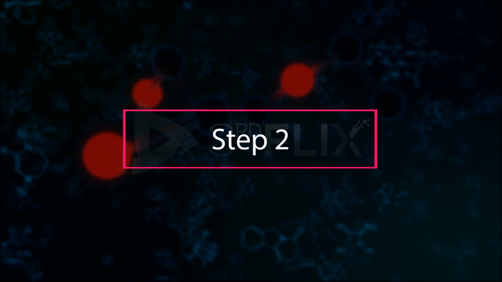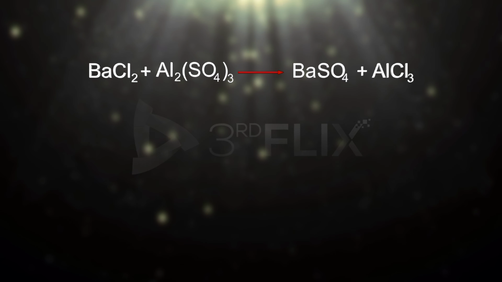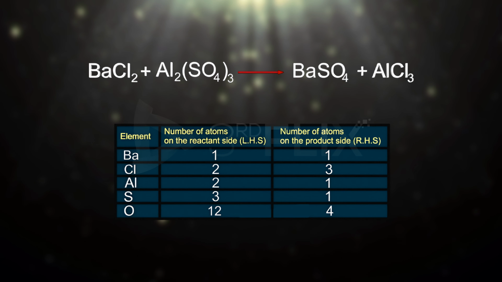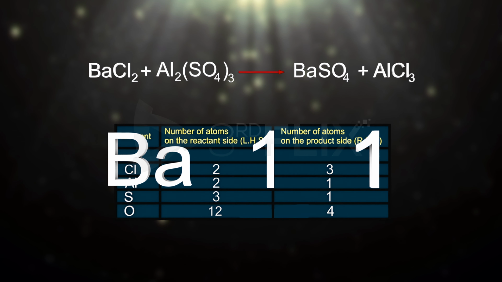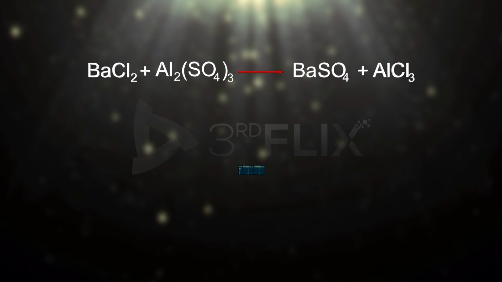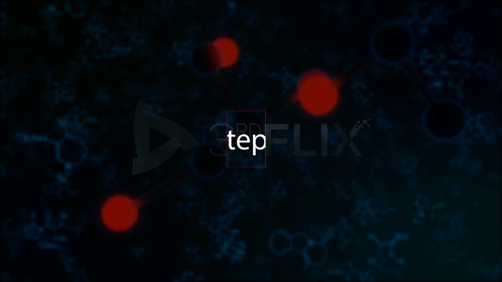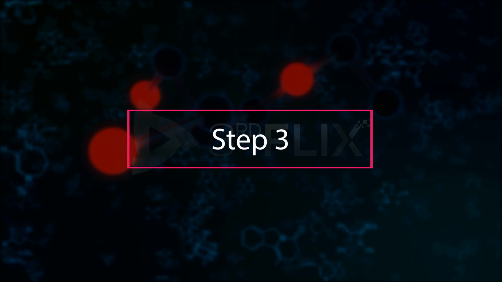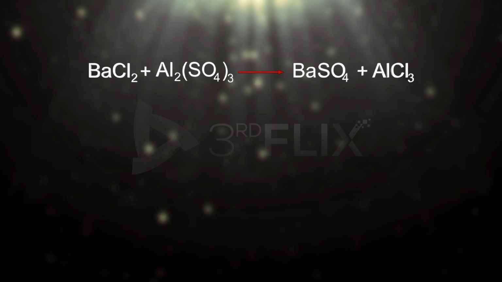Step 2. List the number of atoms of the various elements present in the unbalanced equation in the form of a table. In this table, we can see that only barium atoms are in equal numbers on the left and the right hand side. Step 3. In the next step, select a compound which contains the maximum number of atoms from the reaction.